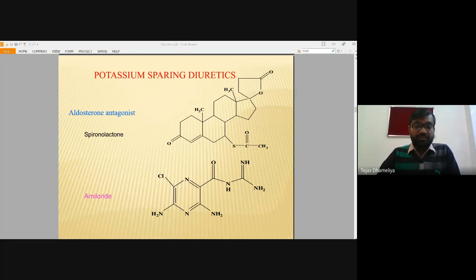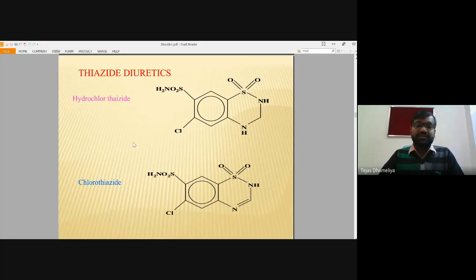Okay, so this is a way that they will increase the reabsorption. So aldosterone antagonists, basically they are known to act on the collecting duct, the collecting tubules, where they will increase the reabsorption of potassium ions. So that's why they are termed as potassium sparing diuretics. And that way it is known.